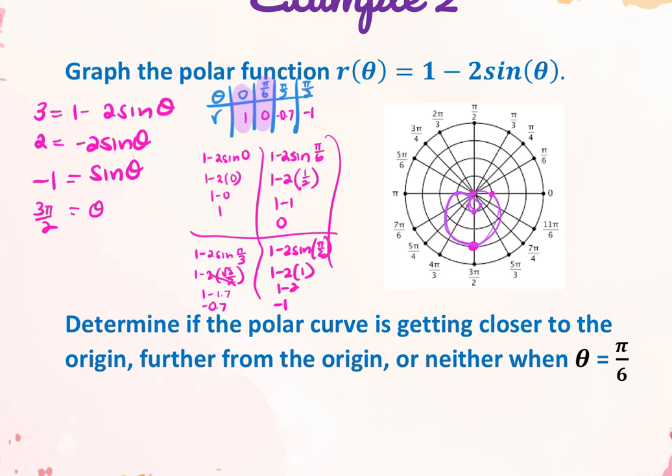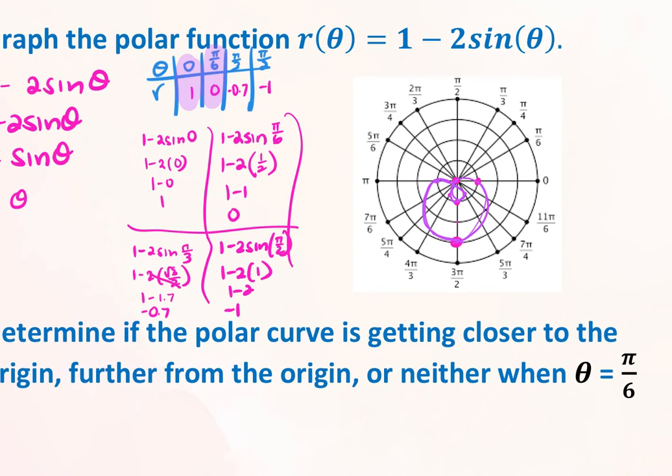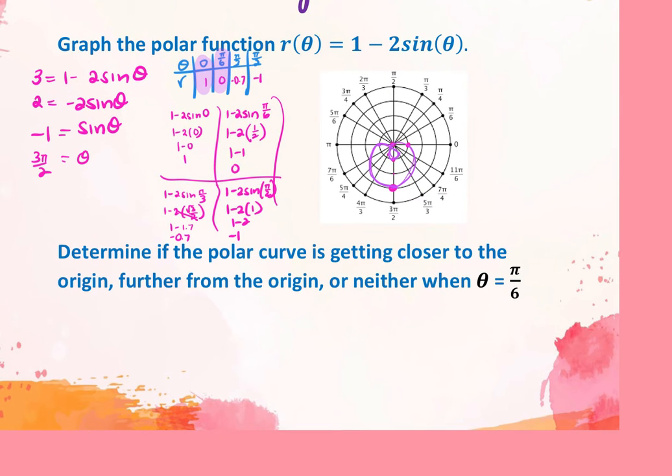You're not going to get movement. So as I go from 0, where my radius is 1, to pi over 6, where my radius is 0, what's happening to my r value? It's decreasing. Would from 1 to 0 be a positive r or a negative r? Between 0 and 1, are those numbers positive or negative? Positive. So my r is positive, and my distance is decreasing. So is it getting closer to the origin or further from the origin? It's getting closer to the origin.